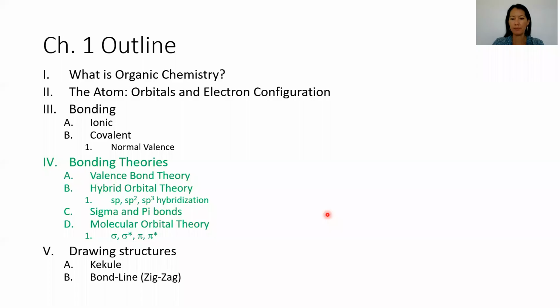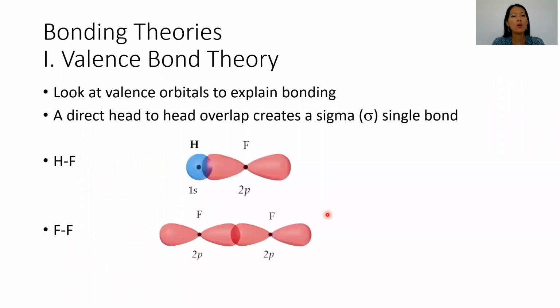Hello students, in this video we are going to be talking about bonding theories, hybridization, and sigma and pi bonds. So there are a couple bonding theories. The simplest is valence bond theory, and this uses the available orbitals of those outer higher energy valence electrons.